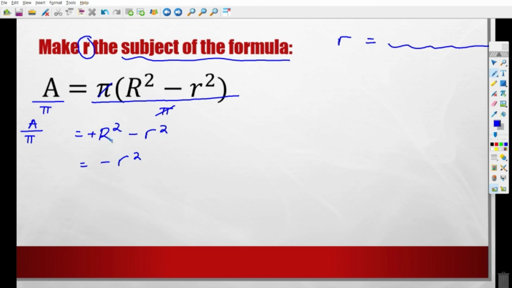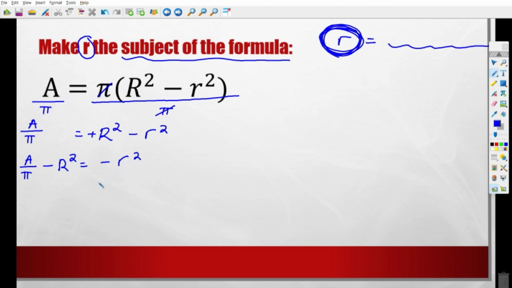For most of you, that's what you're used to. Okay, so you've got A over pi. And if I take this over, it becomes negative R squared. All right, I'm getting close now. Okay, this is my goal. This is what I want. Right? I'm so close. I'm almost there.